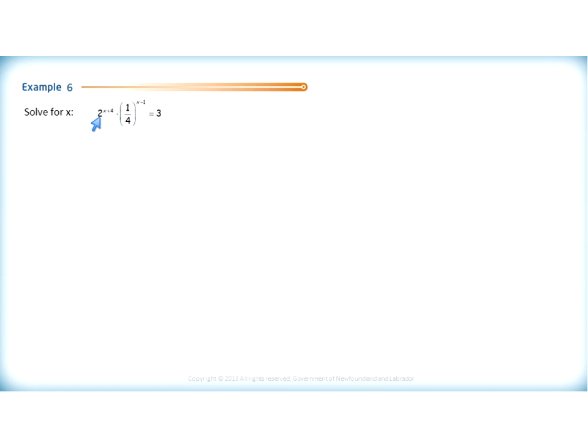Notice on the left-hand side that we can express both of these terms with a base of 2. So we could say 2 raised to the power of x plus 4, multiplied by 1/4, which is the same as 1 over 2 squared, still raised to the power of x minus 1, is equal to 3. So then on the left-hand side, we have 2 to the power of x plus 4 multiplied by 1 over 2 squared, which is the same as 2 to the negative 2, raised to the power of x minus 1, is equal to 3.